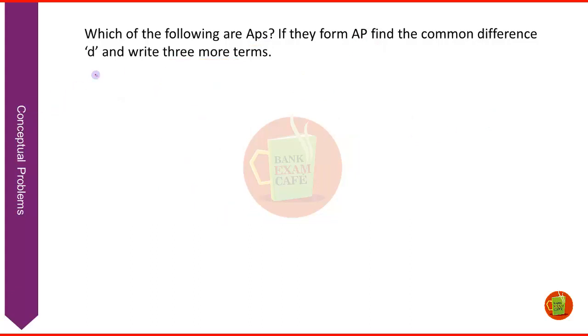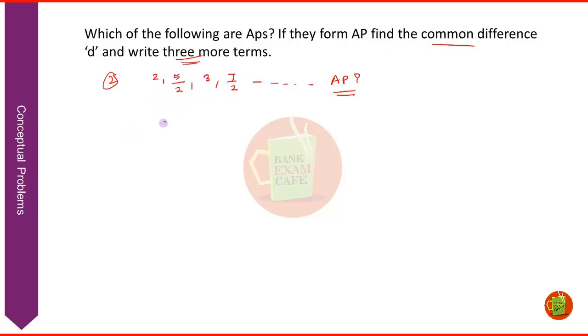Second question is 2, 5 by 2, then 3, 7 by 2, and so on. We have to find whether it is an AP or not. And if it is an AP, then we have to find the common difference and then we have to write 3 more terms. So first we will check whether it is an AP or not.